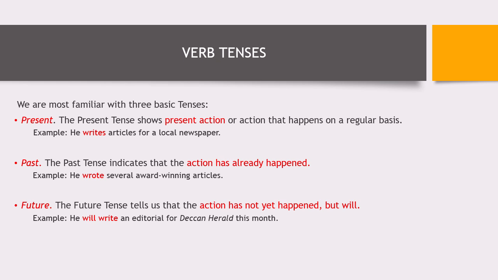Verb tenses. We are most familiar with three basic tenses. Present. The present tense shows present action or action that happens on a regular basis. Example. He writes articles for a local newspaper. Past. The past tense indicates that the action has already happened. Example. He wrote several award-winning articles. Future. The future tense tells us that the action has not yet happened, but will. Example. He will write an editorial for Deccan Herald this month.